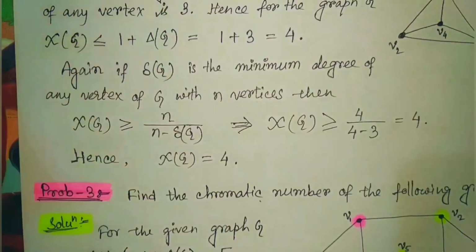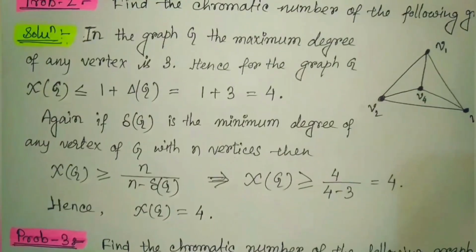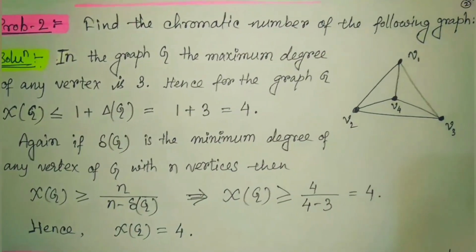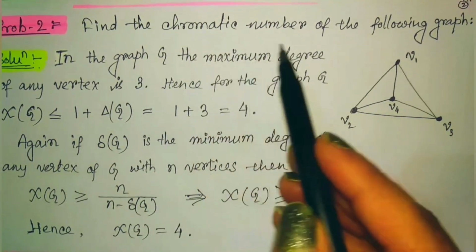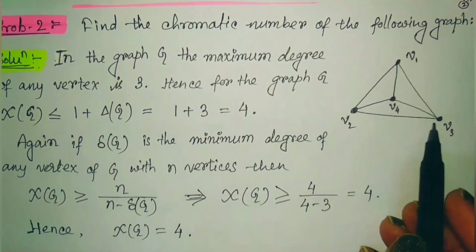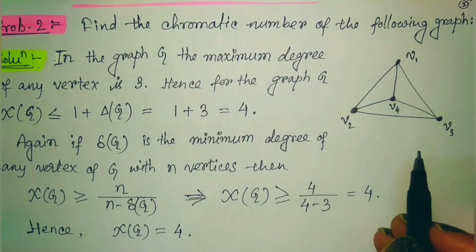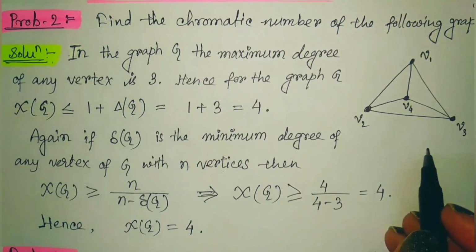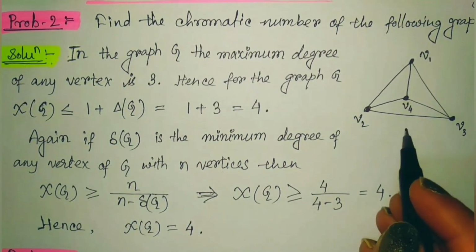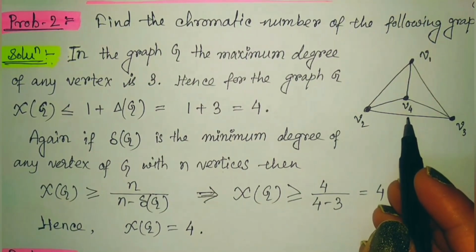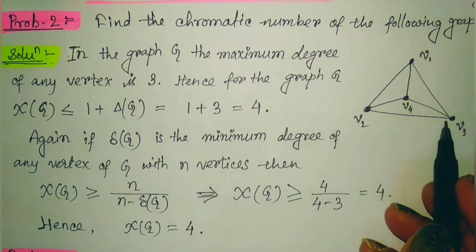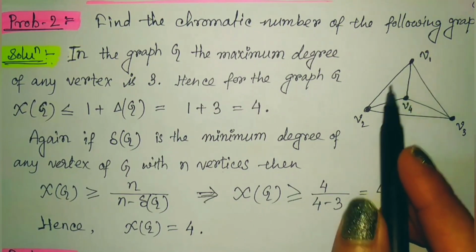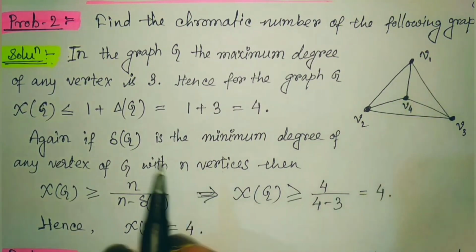Now in the next problem we apply the theorems. The second problem is again the same type of problem: find the chromatic number of the following graph. This one is the given graph and we are supposed to find the chromatic number for it. At first we observe the graph very carefully. In this graph we find that each vertex has degree 3. All the vertices are of degree 3.